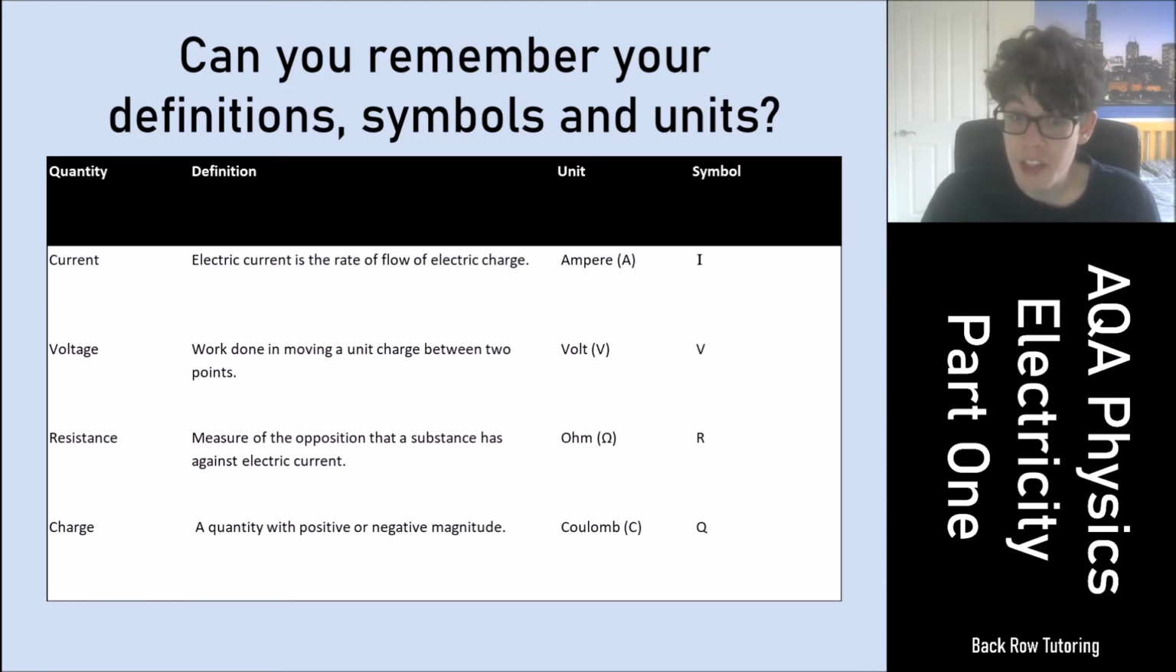Charge, well, the definition of charge is a quantity with positive or negative magnitude. It is just a property of matter. Some things have charge, some things don't. And the unit of charge is the coulomb, or C. The symbol for charge in equations is Q.